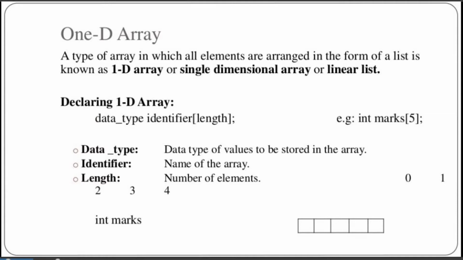Now coming to the one-dimensional array, when all the elements are stored in the form of a row or a columnar list, it is called a one-dimensional array. To declare a 1D array, the syntax is, you have to first declare the data type like int or char, whatever you want, then the name of the array you wish to give, and then the size or length of the array has to be written within the square brackets. As shown in the example, we declare an array marks of type int and size 5.